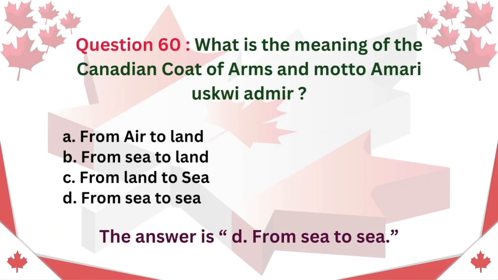Question 60. What is the meaning of the Canadian coat of arms and motto A Mari Usque Ad Mare? A. From air to land. B. From sea to land. C. From land to sea. D. From sea to sea. The answer is D. From sea to sea.